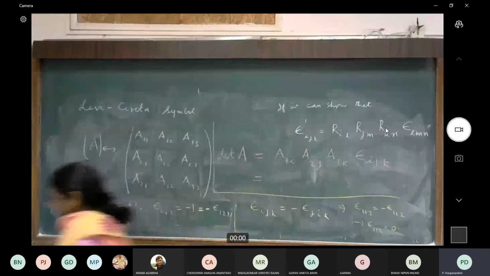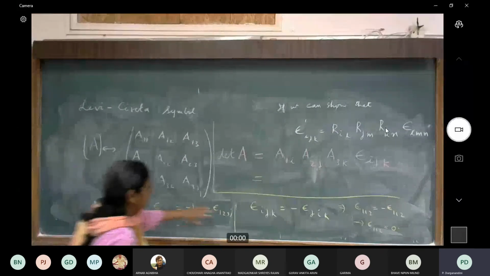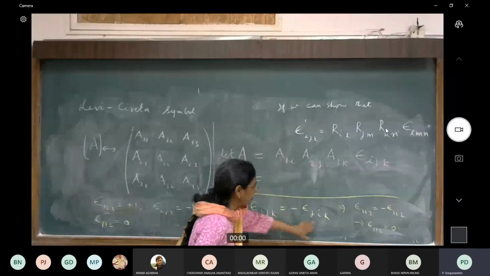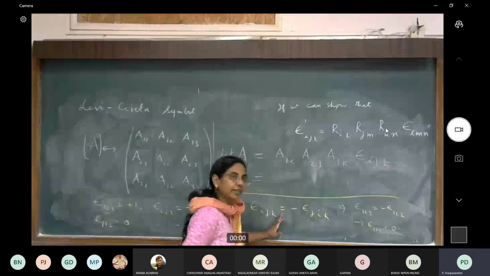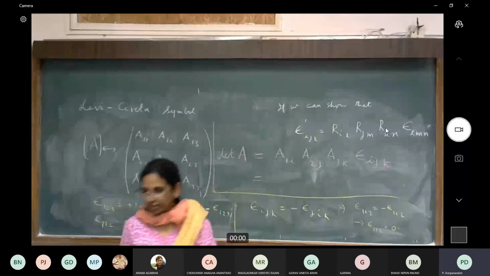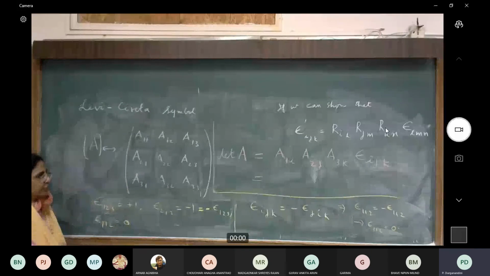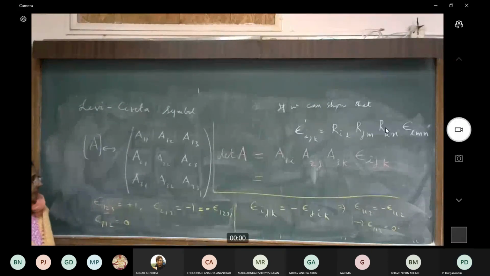And in fact, what you can see from the definition is that epsilon is not just antisymmetric under exchange of the first two indices, it is antisymmetric under exchange of any two indices. So this is actually an object which is completely antisymmetric under exchange of any two indices. Fine.